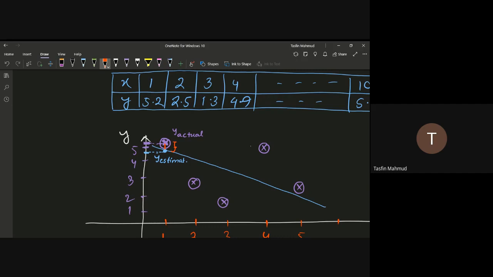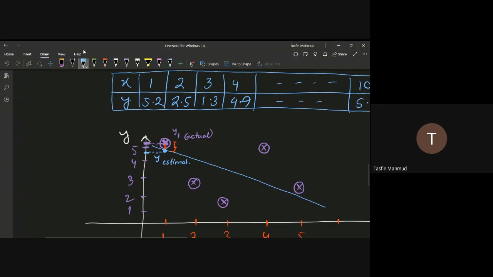So let's consider this is the y actual for the first given data point. So we are considering y1. Let's consider y1 actual, and this is the y1 estimated for the first data point.